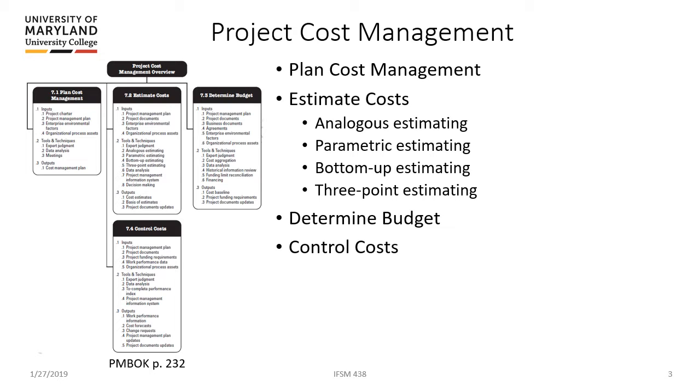So once we understand how we're going to do that, then we take a look at different ways that we can estimate costs. And then we're going to use those estimates to determine our budget. And then once we have our budget and we start actually accomplishing some of the activities that we've set forth in our project plan, we're going to actually see how we're doing and we're going to control costs.